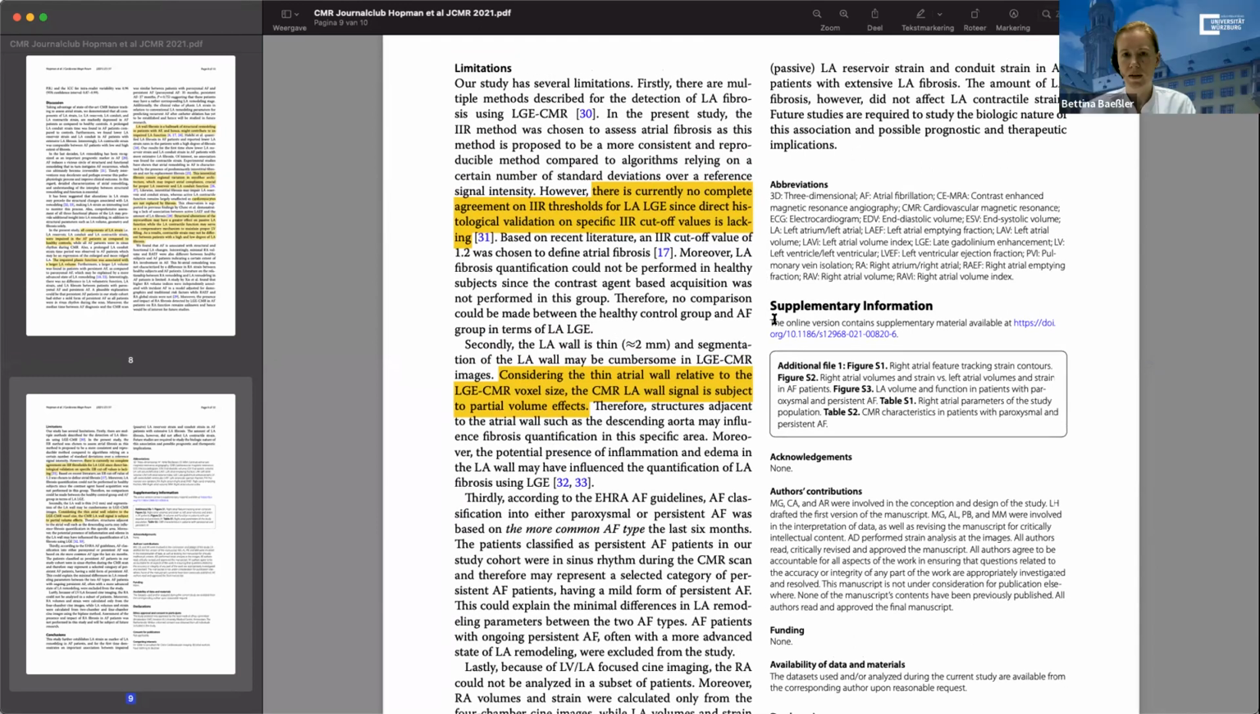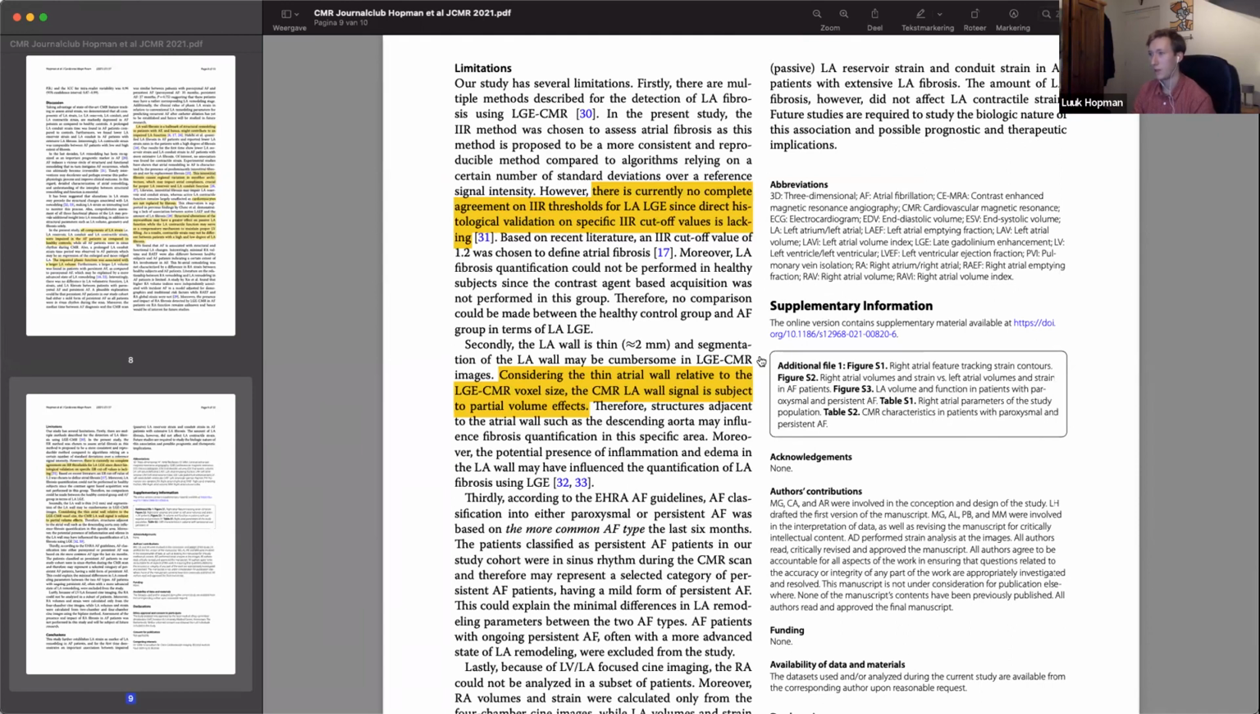So we can see strain as an additive parameter to LGE and other volumetric parameters. Yeah, so this prognostic value would be, I think, very interesting, because this is an unsolved clinical problem. Actually, we cannot predict who will suffer from relapse of atrial fibrillation after ablation and who will not, at least not in a very sophisticated manner currently.